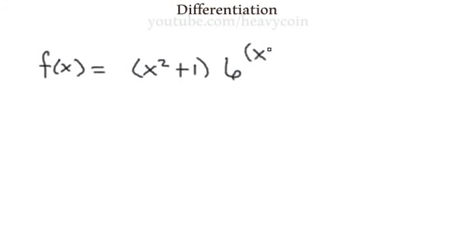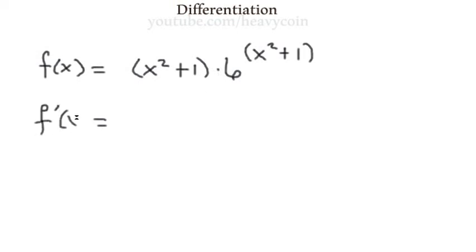All right, let's see here. We're going to have f of x is equal to x squared plus 1 times 6 to the x squared plus 1 again, let's say. And we want to find the derivative. So we're going to have to use the product rule.